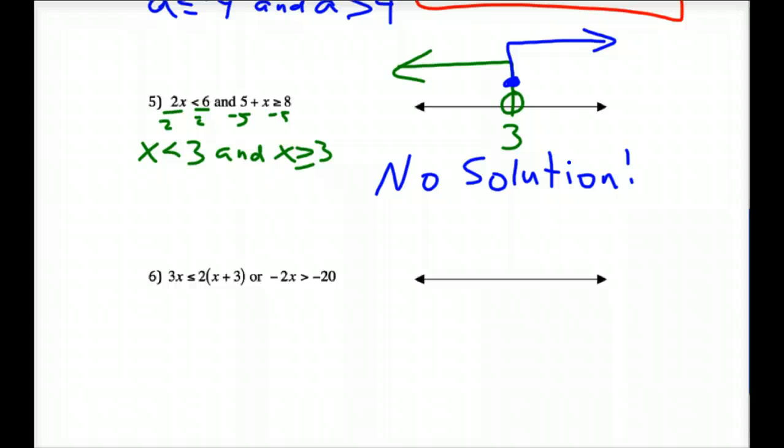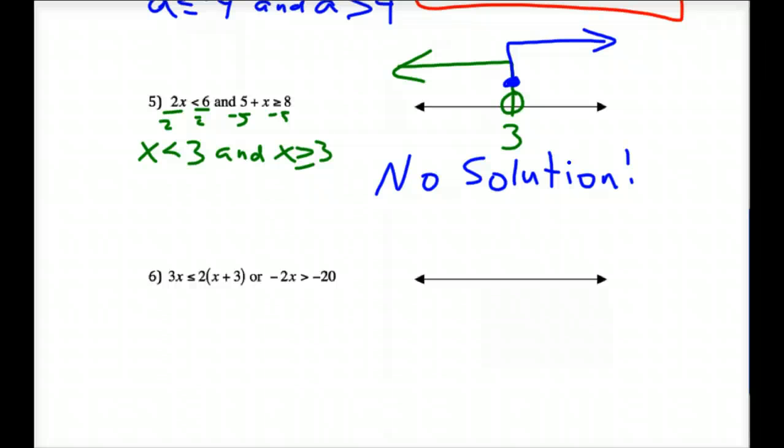Shouldn't it be a closed circle? You just said that if they were both closed, that would work. Yes. If this were an or, then it'd be all real numbers. It's an and. I think that's where I was getting confused. If they were both closed, we'd have 3.